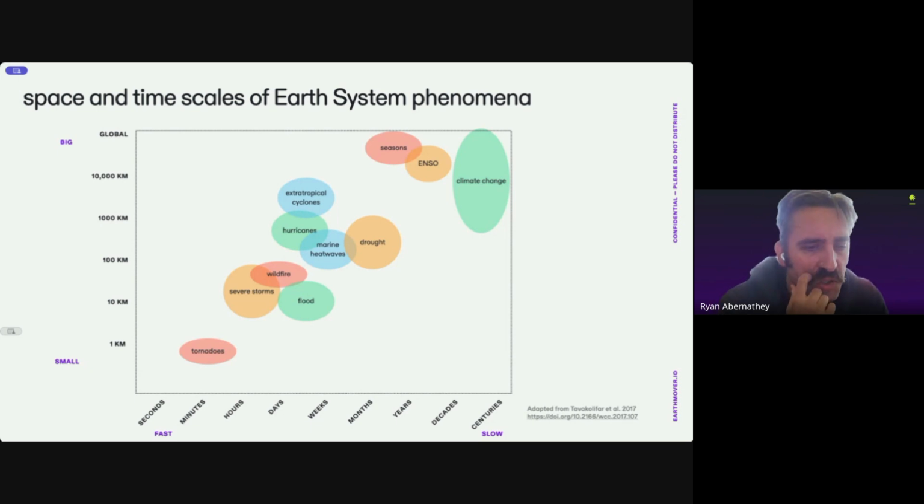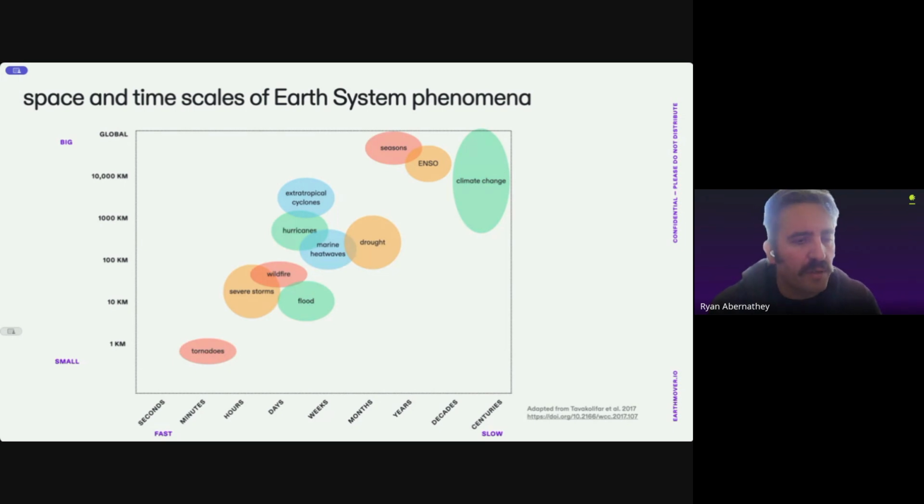But one challenge around climate change is that it itself is affecting the statistics of all these other more short-term processes, right? So while tornadoes themselves are very short-lived, there is evidence that the environmental conditions that underlie tornadoes are changing with climate change. And so this very large scale and slow evolution of the climate system does feed back and interact with these much smaller scale processes in space and time.